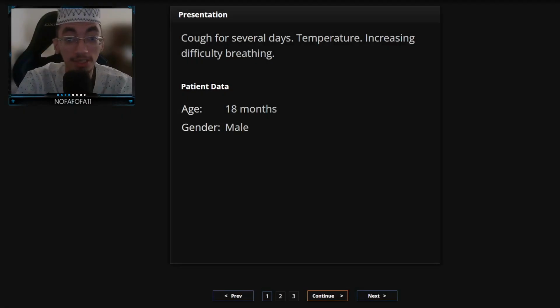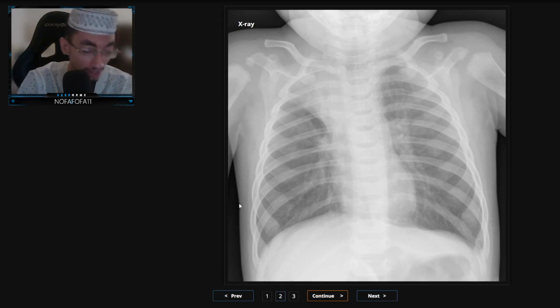Hi, let's look at another radiology case, shall we? So, we have an 18-month-old neonate who's been presenting with cough for several days, as well as increased temperature, as well as increased dyspnea. So it's a respiratory case, right? So let's look at the chest x-ray that was ordered right here. Here we can see in this neonate, there's an abnormality.